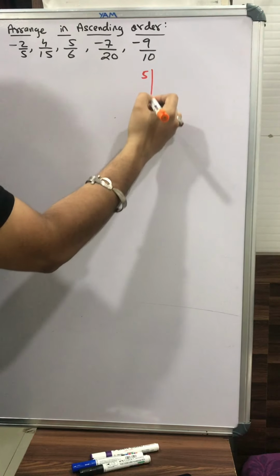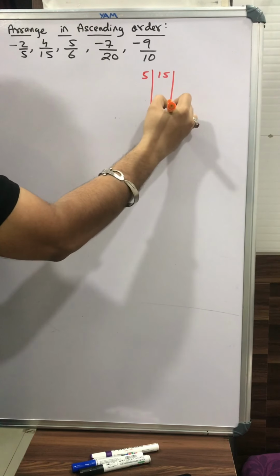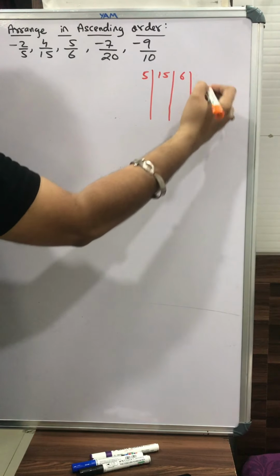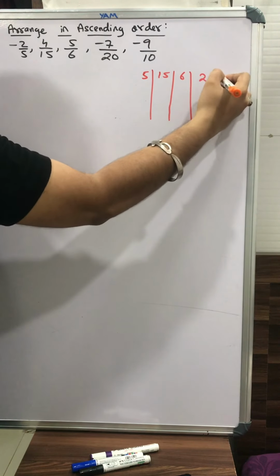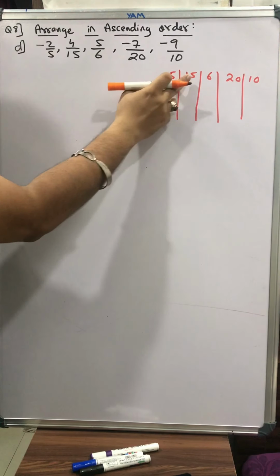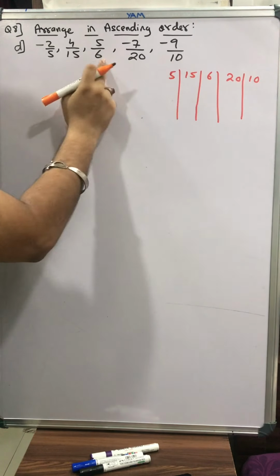5, 15, 6, 20, 10. So what I am doing, I am taking 5, 15, 6, 20 and 10.